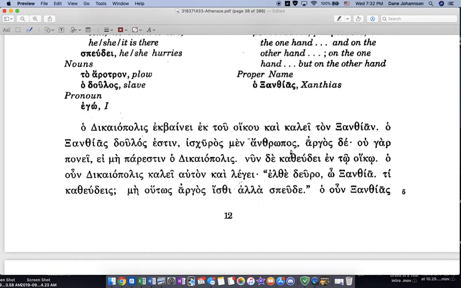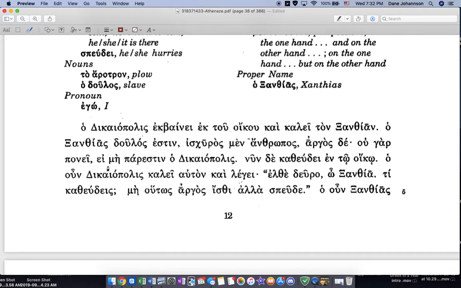Ischiros men anthropos, argos de. So on the one hand, he is a strong man. On the other hand, he's lazy. Argos. So he's a strong man, but he's lazy. On the one hand, he's strong. On the other hand, he's lazy.